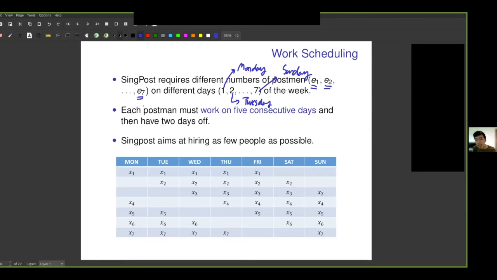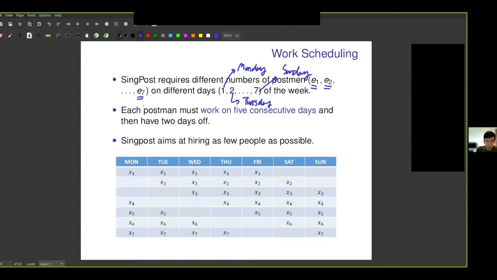Similarly, let's say that I have X4 employees who will work for me starting on Thursday. These X4 people will work on Thursday, Friday, Saturday, Sunday, and also Monday, but they will take Tuesday and Wednesday off. So this is their work cycle.